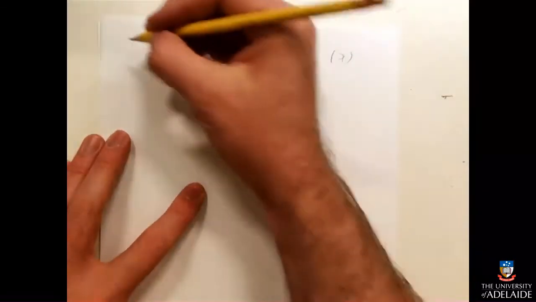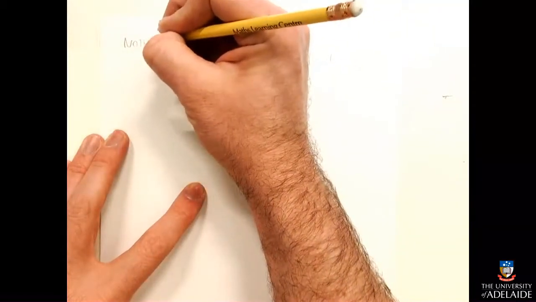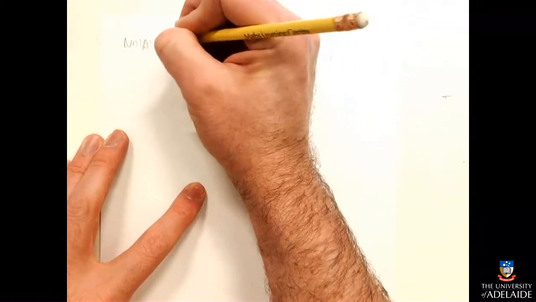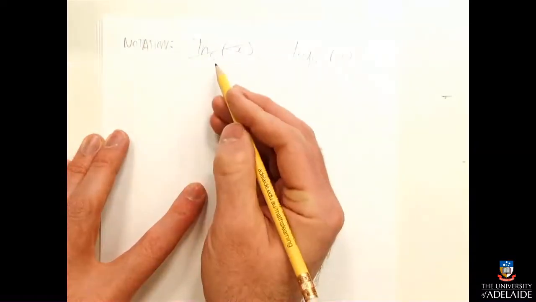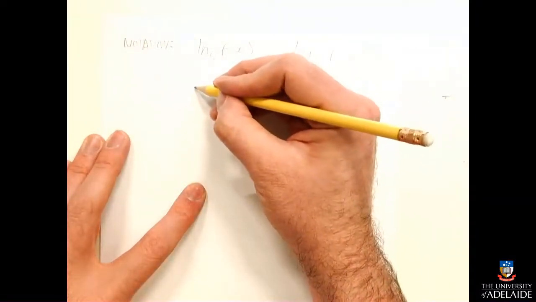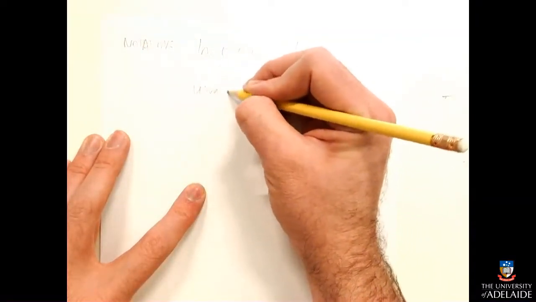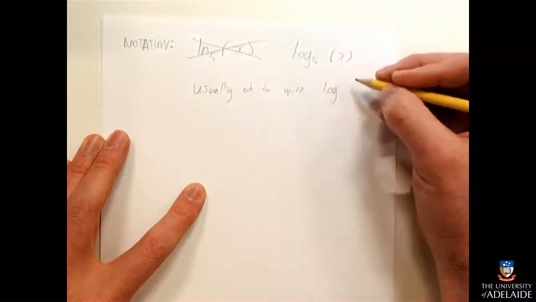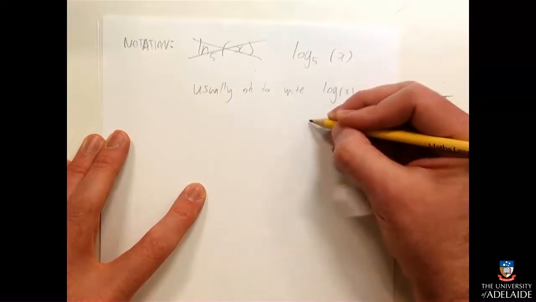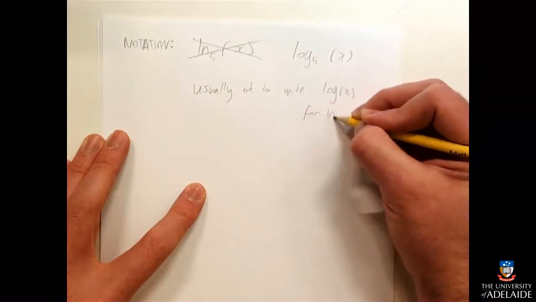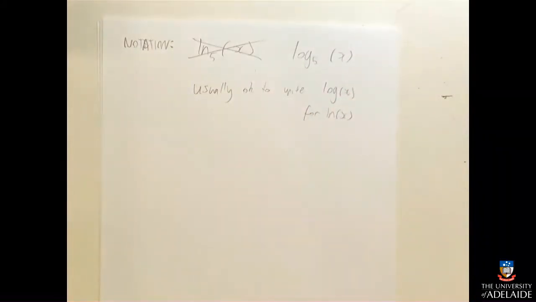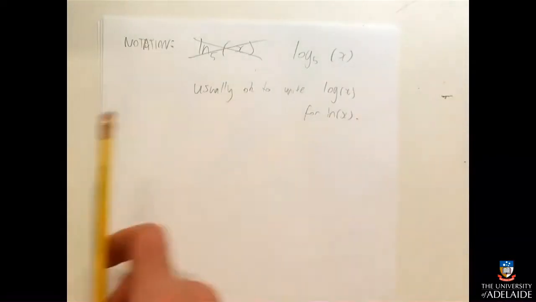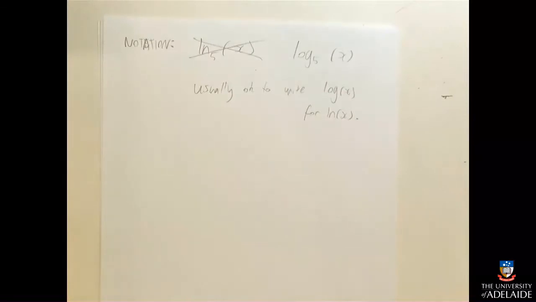So I'm just going to make a notation note. You can't write this, but it's usually okay to write just log in the place of ln x if there's no number. So if you don't like using ln and you just want to use log all the time, go for it.